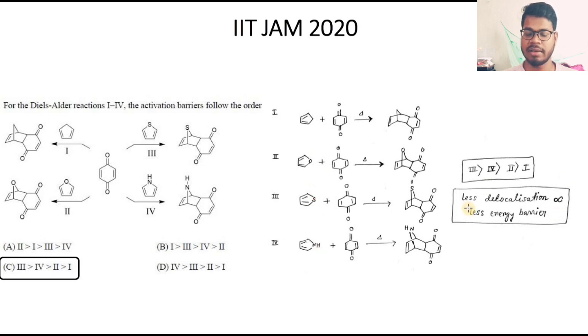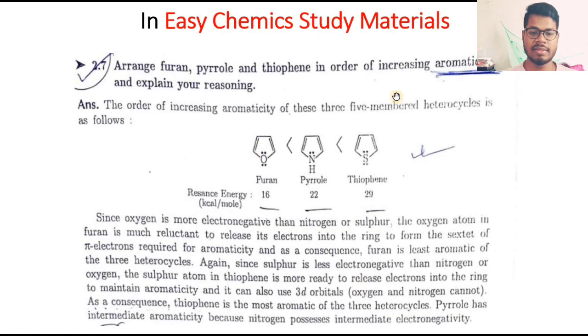That's why I have written over here that less delocalization will create less activation barrier, because to react in the Diels-Alder reaction, the reactant, this diene system, should have localized double bonds, localized pi bonds. Okay, 2 pi bonds, right? So that's why option C is correct. This is the answer. You have to get that concept.